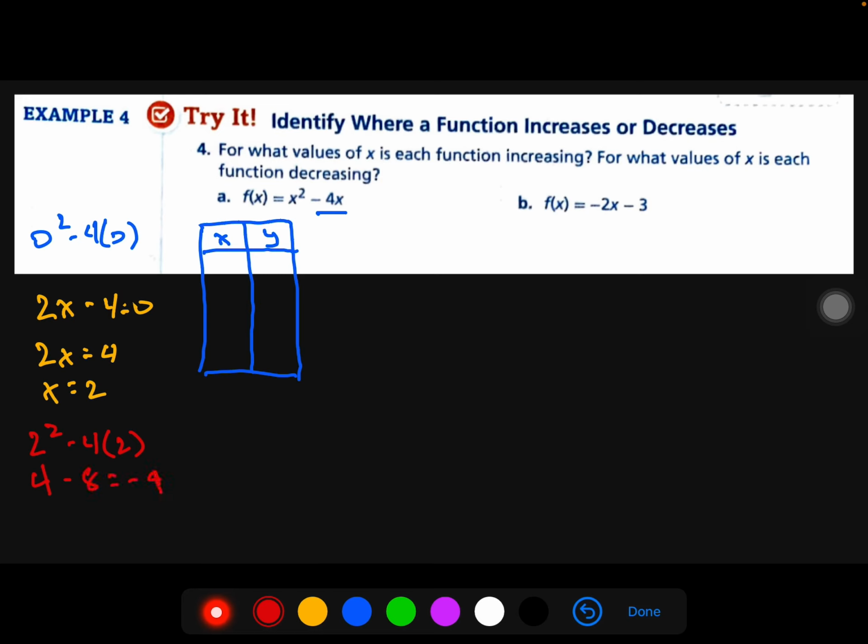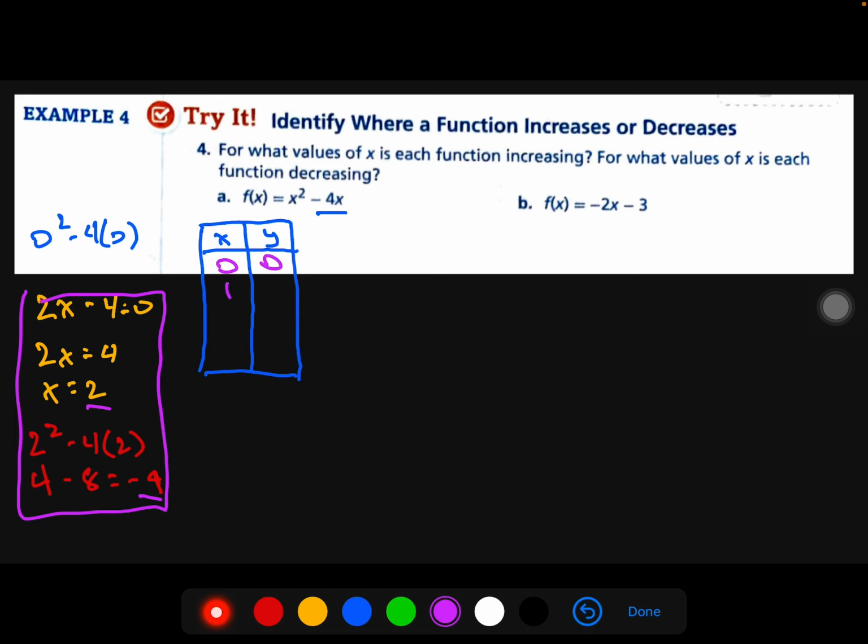Since we're not using a graph, and again, calculus is really the fastest way to do this, but this is an Algebra 2 class, so just take this at face value. That is our vertex, x equals 2, y equals negative 4. And so we're going to start at x equals 0. If x equals 0, x squared is 0, negative 4 times 0 is 0, y equals 0.